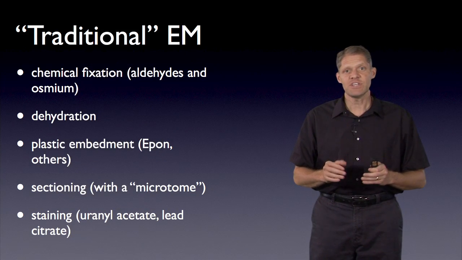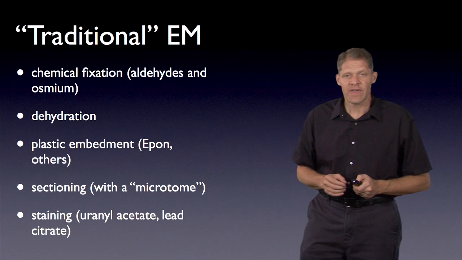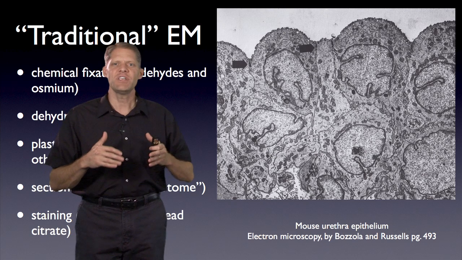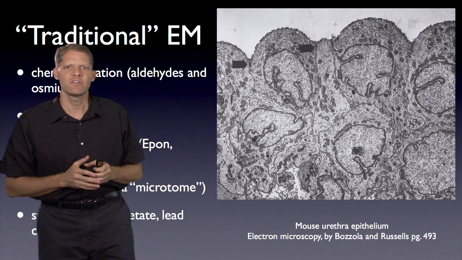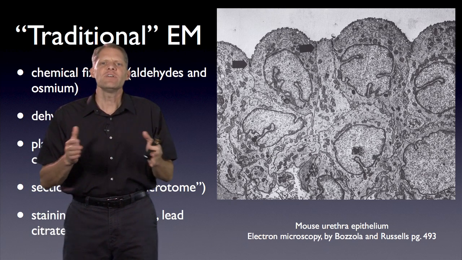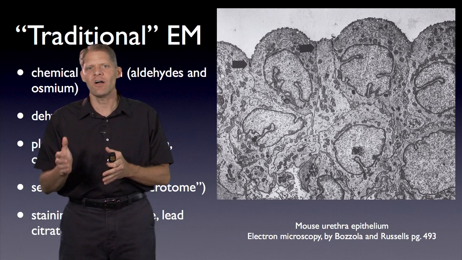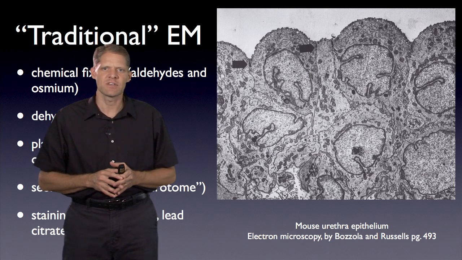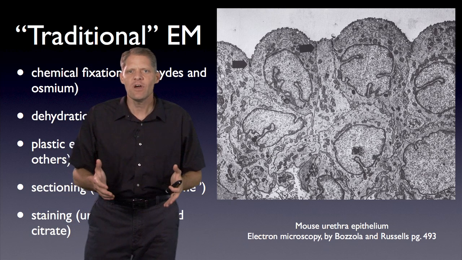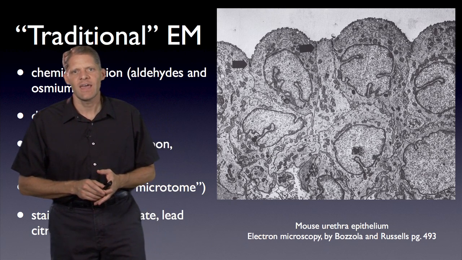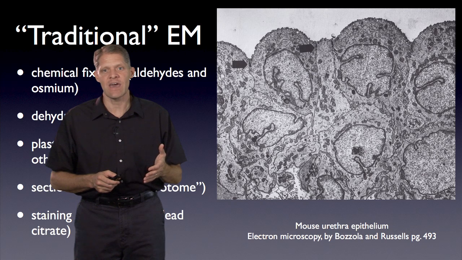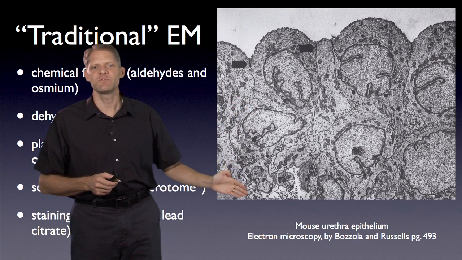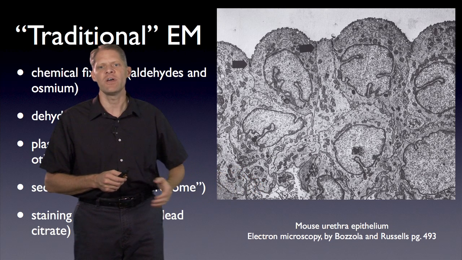Now, while some of these procedures may have sounded harsh, they have nevertheless been marvelously successful. The traditional EM thin section strategies have filled our cell biology and histology textbooks with beautiful pictures of the interiors of cells. In fact, much of what we know about the interior of cells has come from this thin section EM. And as one example, I'll show this picture from a textbook on electron microscopy by Bozola and Russells.